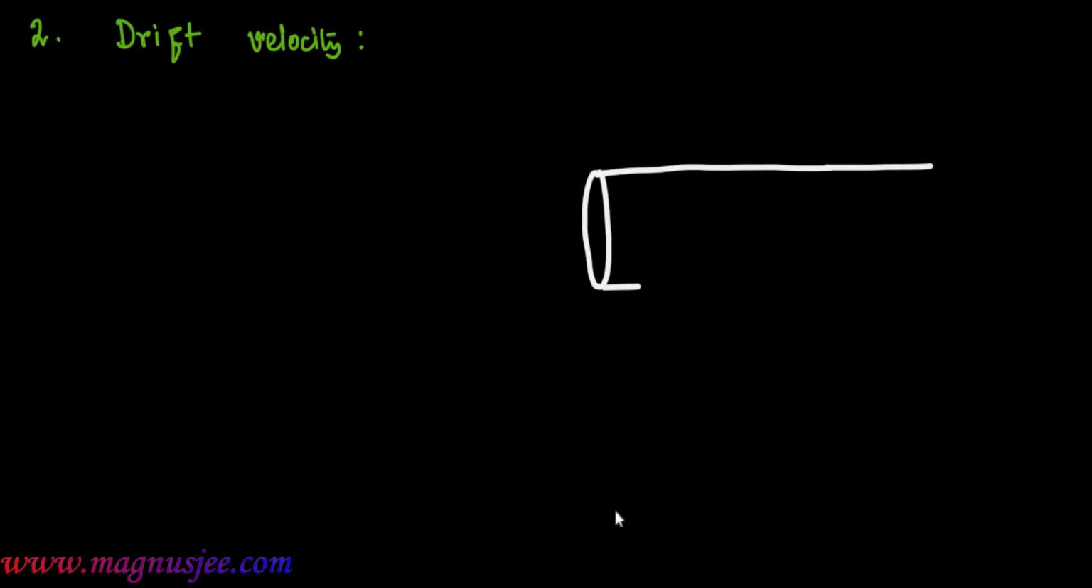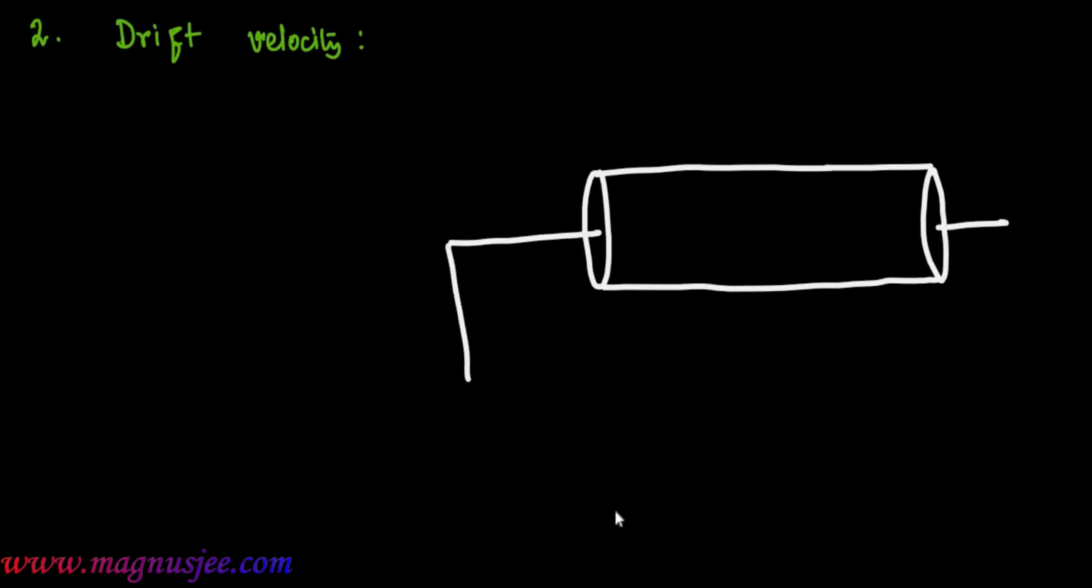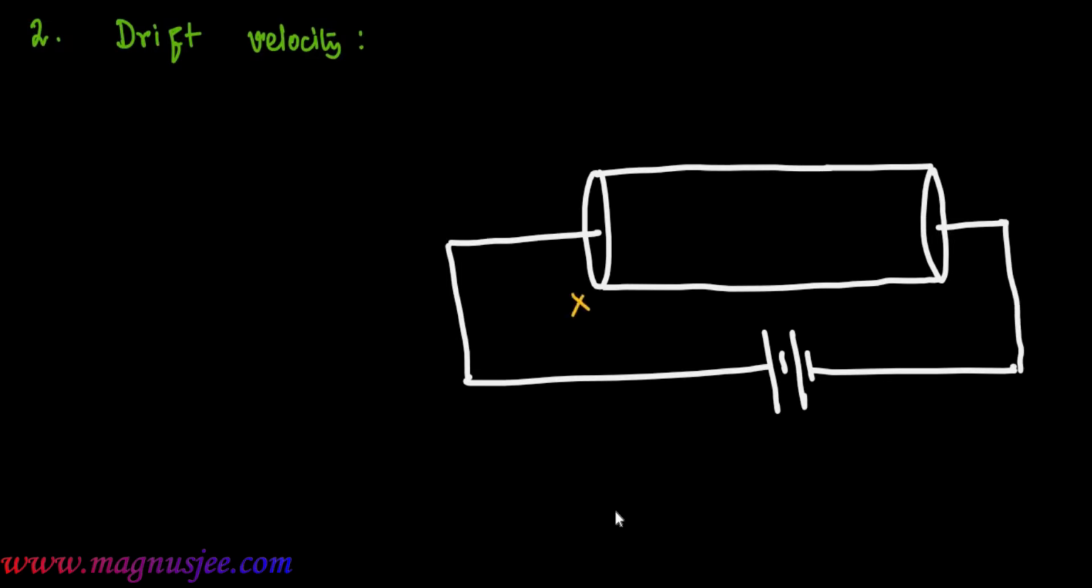Number 2 topic, we have to define what is drift velocity of free electrons. Again, we can consider a cylindrical conductor to which a battery of certain EMF is connected, and this is the battery which is connected to the cylindrical conductor XY. The end X has the positive potential and the end Y will be the negative end.